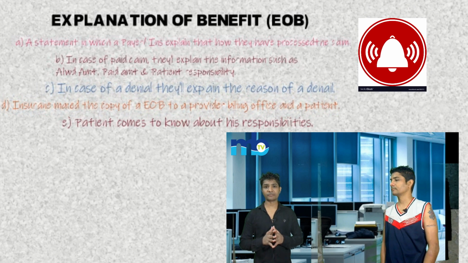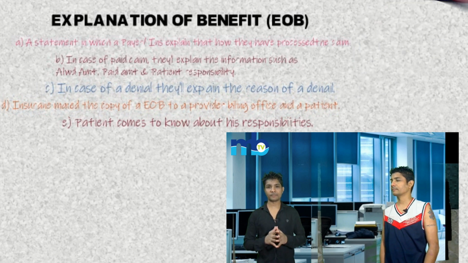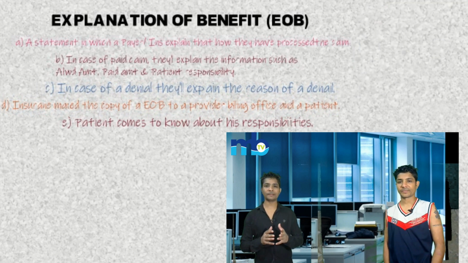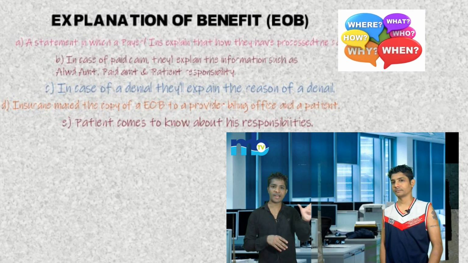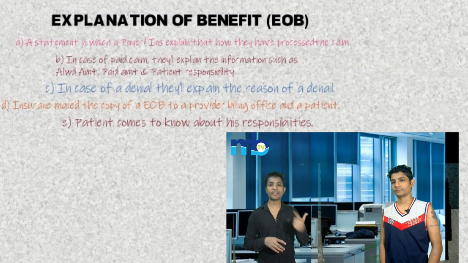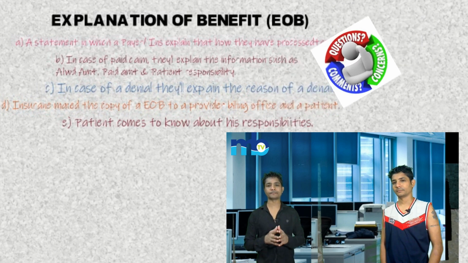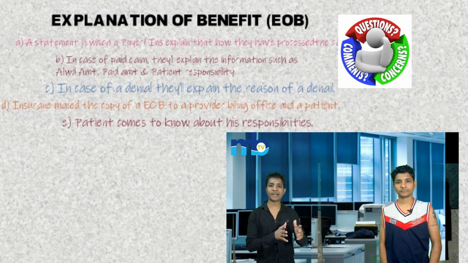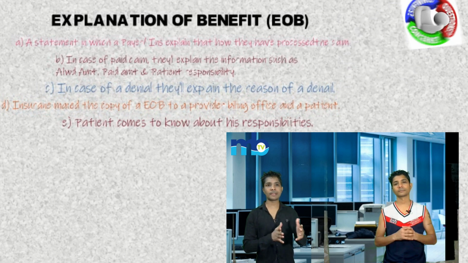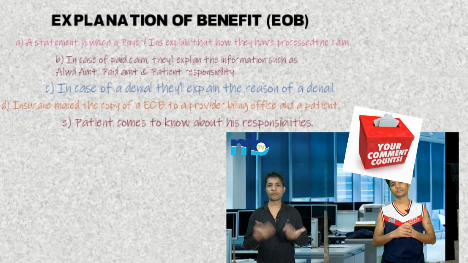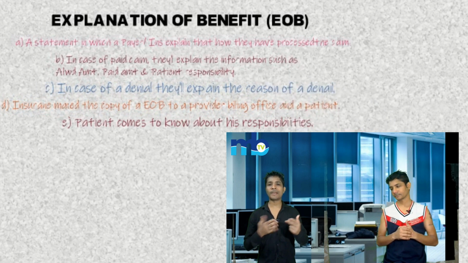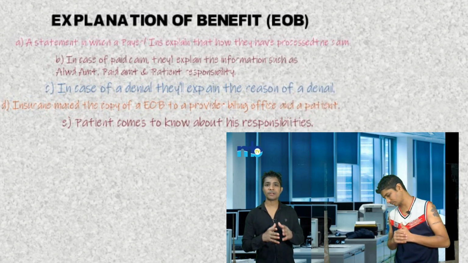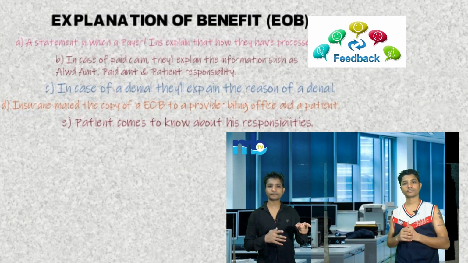Likewise, if they have denied the claim, they will also explain in the same statement that they have denied this claim, along with the reason why they have denied it. For example, they have denied the claim as it required authorization. So we come to know why our claim has been denied, so the billing department can take necessary steps to get the payment for that claim.